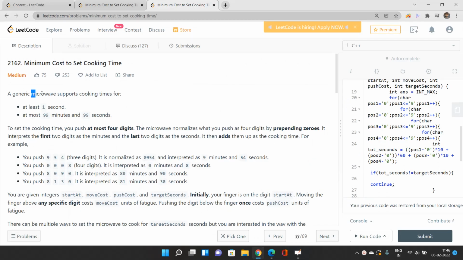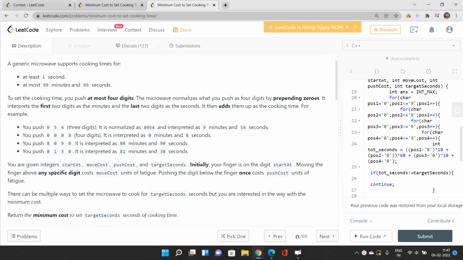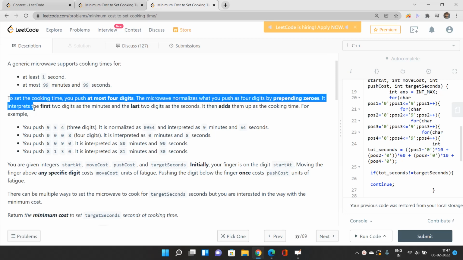So the microwave supports cooking time of at least 1 second and at most this amount. To set the cooking time, you push at most 4 digits, so you would have at most a 4 digit number. The microwave normalizes what you push as 4 digits by prepending zeros. If you don't have a 4 digit number, it prepends the leading zeros. It interprets the first 2 digits as the minutes and the last 2 digits as the seconds. You need not worry about what this entire statement is about.